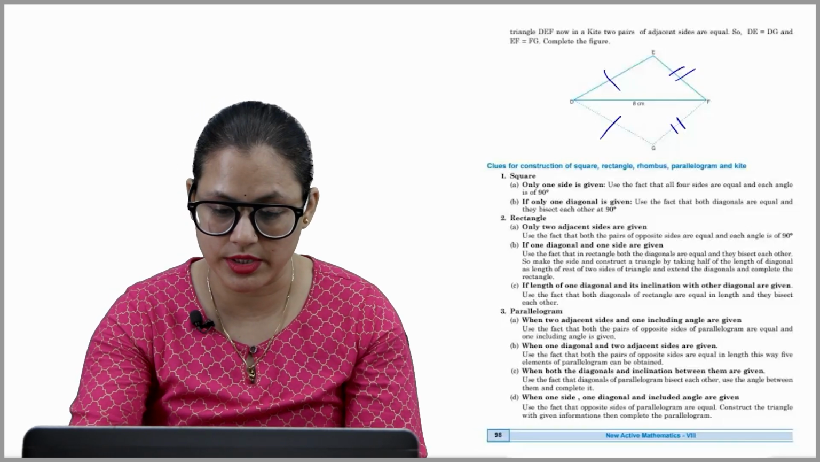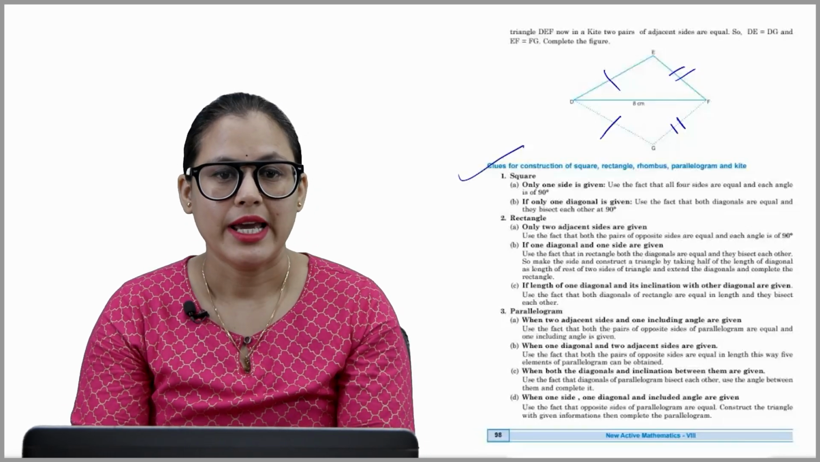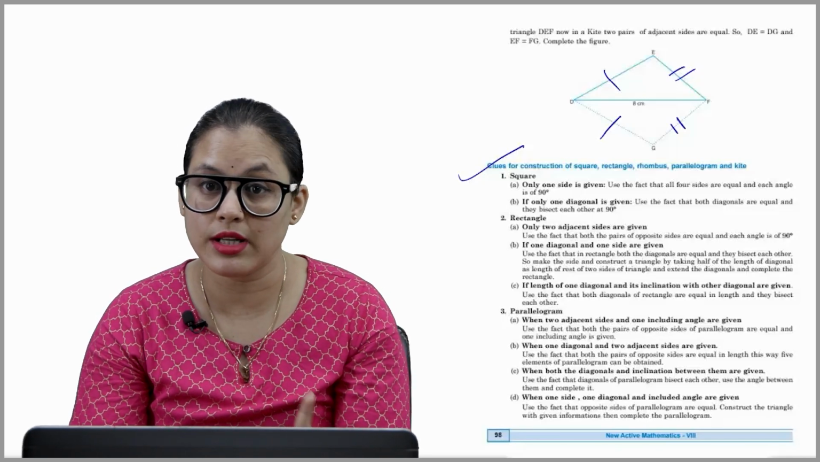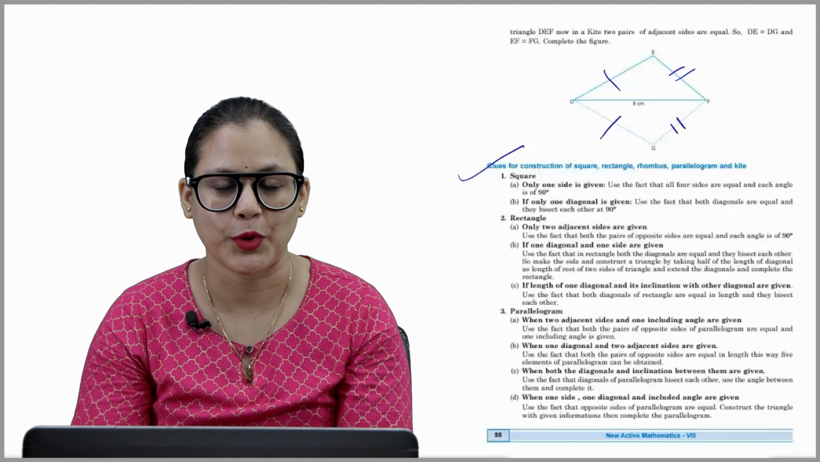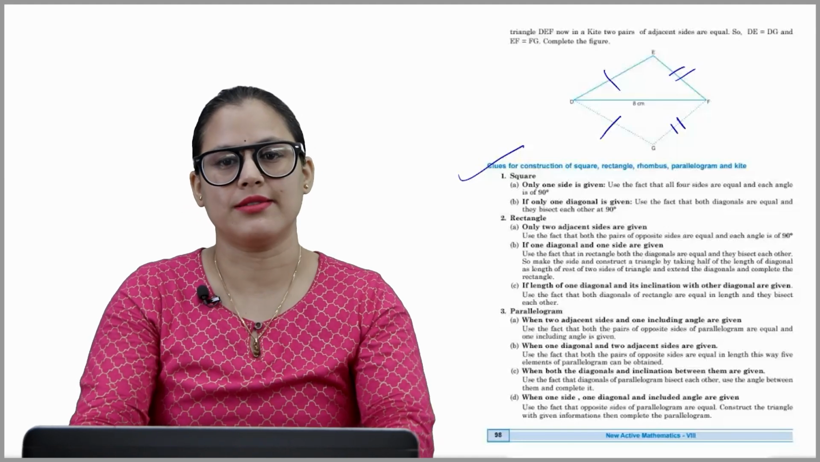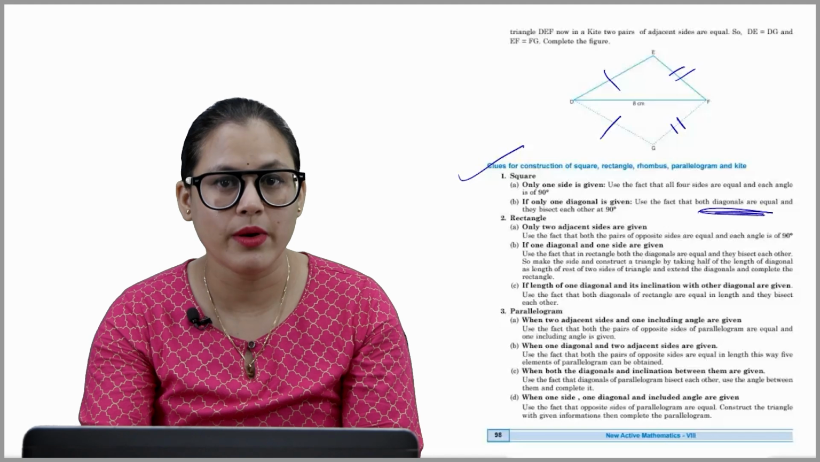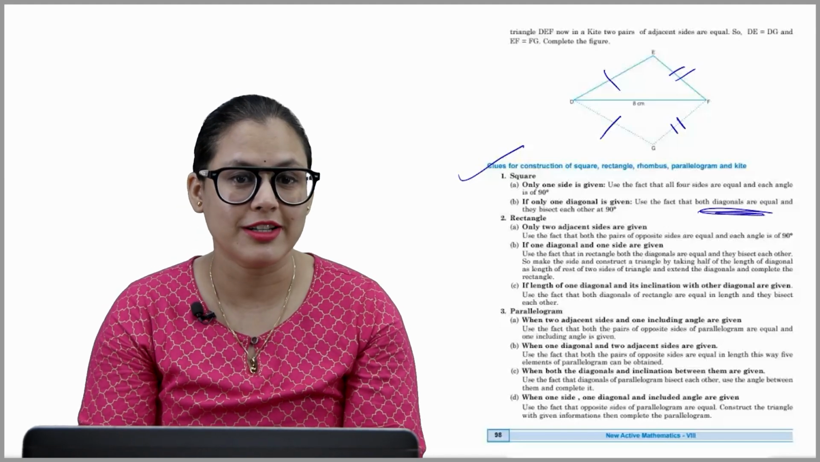Clues for construction of a square, rectangle, rhombus, parallelogram and kite. Okay, here are some clues given to you. Number 1, square. A, only one side is given. Use the fact that all four sides are equal and each angle is 90 degrees. Okay. And B, if one diagonal is given, use the fact that both diagonals are equal in a square. Okay. And they bisect each other at 90 degrees.